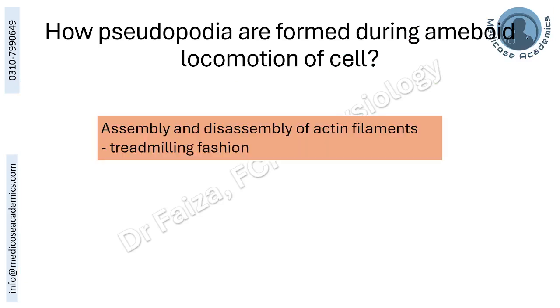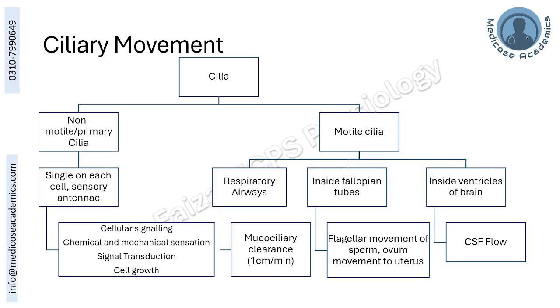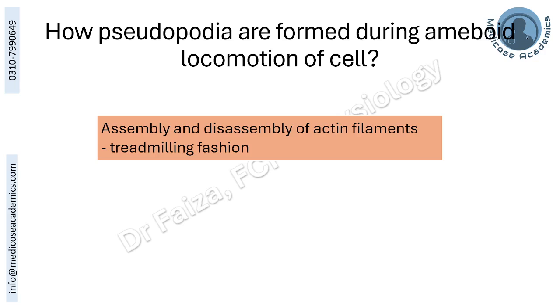So first of all, how were pseudopodia formed? The answer is by the assembly and disassembly of the actin filament, which is a type of cytoskeletal protein. I'm particularly talking about the microfilament. In a treadmilling fashion, they keep on assembling and disassembling at the front and the rear. That was all about the mechanism of amoeboid locomotion, and the examples include white blood cells, fibroblasts, skin cells, and the embryonic cells.